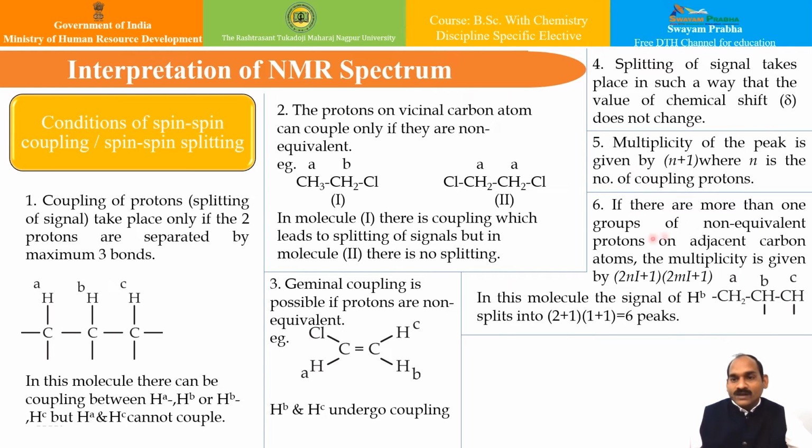If there is more than one group of non-equivalent protons on the adjacent carbon atoms, the multiplicity rule is given by 2n1 plus 1 into 2m1 plus 1, and they will multiply that way, and hyperfine splitting will take place, and a hyperfine spectrum will result. Say in this example, the signal splits into 2 plus 1 and 1 plus 1, because they are non-equivalent protons. So A kind, B kind and C kind, all in all you will have 3 into 2, that is 6 peaks. So you will have hyperfine split 6 peaks for this particular molecule.